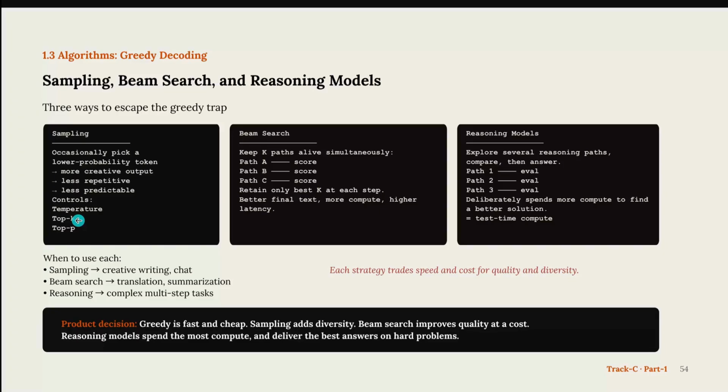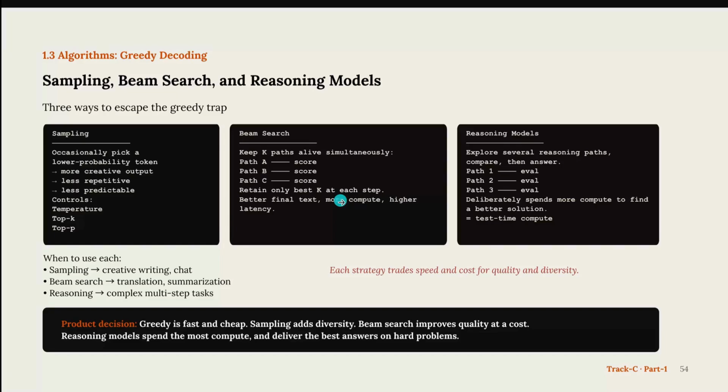Beam search: you can keep K paths alive simultaneously. Hey, though I have found A to be the most optimal or greedy value right now, I'll keep it alive and look for a few more. So you're beaming search in multiple directions and getting more. Then you can take a final output, deciding which do I want. You only retain the best K at each step. Better final text, but more compute and higher latency, because you're beaming in multiple directions at the same time.